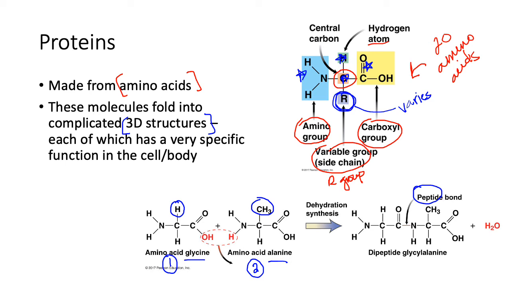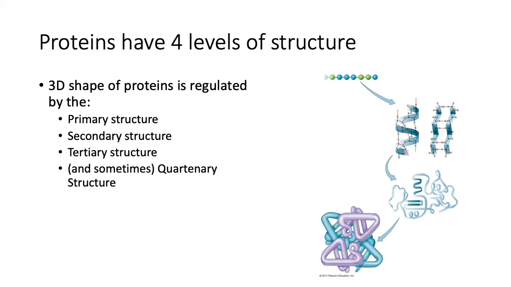But that 3D shape that we're going to achieve starts with the amino acids. There are actually 4 levels of protein structure that lead to the final 3D shape that we see proteins achieve. Those 4 levels are called the primary, the secondary, the tertiary, and the quaternary structures. Not all proteins have quaternary structure, but they sometimes do. But all proteins have primary, secondary, and tertiary structure. So we're going to talk about what these 4 structures are referring to.